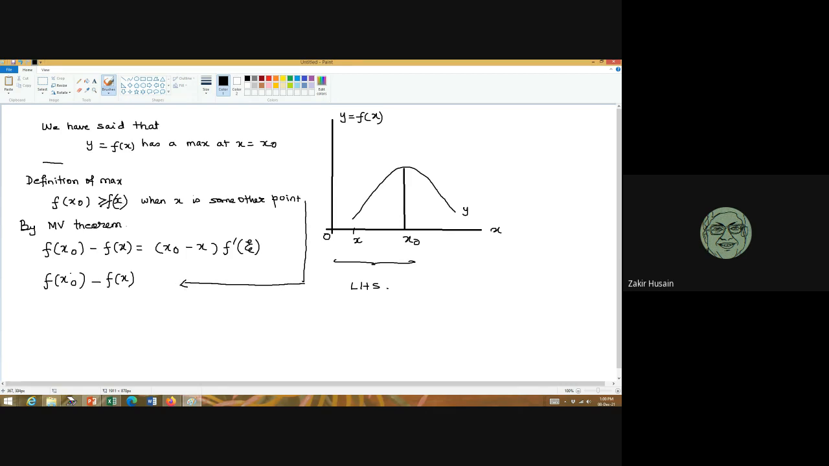Use this. What will be the sign? So greater than or equal to 0. This is greater than or equal to 0. Yes. Now this is the left-hand side. Okay, so x0 minus x, this will also be greater than 0. I'm combining both of them. If this is greater than 0, this must also be greater than 0, right?